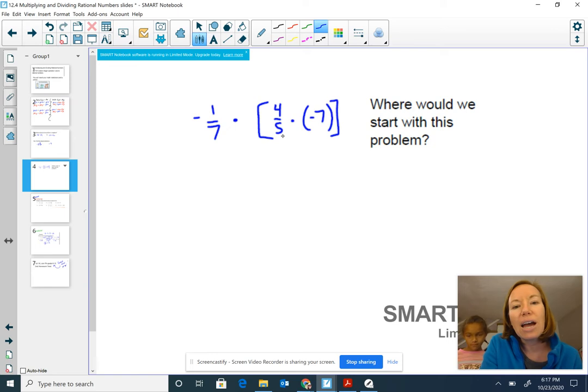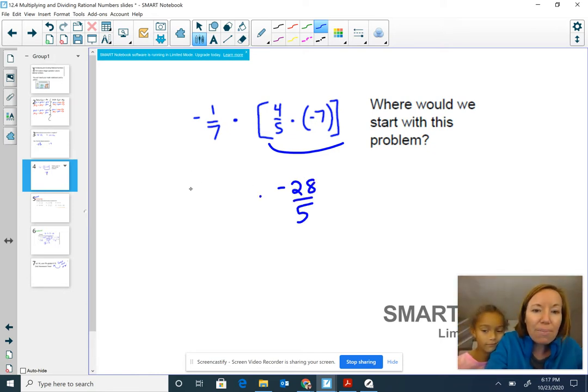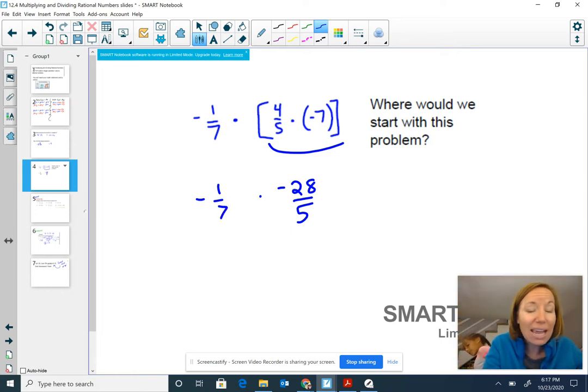All right, with this one, I would start in the parentheses. So 4/5 multiplied by negative 7 over 1. A positive times a negative is a negative, so that will become negative 28/5. And we're going to multiply that by negative 1/7. A negative times a negative is a positive, and when you multiply those out and simplify, we will get 4/5.